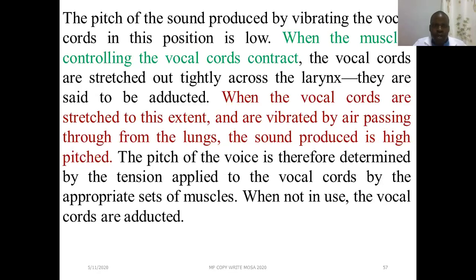When the muscles controlling the cords contract, the vocal cords are stretched out tight across the larynx; they are said to be adducted. So the construction of the cords contributes to determining the voice because the vocal cords get stretched out tightly across the larynx. When the vocal cords are stretched to this extent and are vibrated by air passing through from the lungs, the sound produced is high pitched.